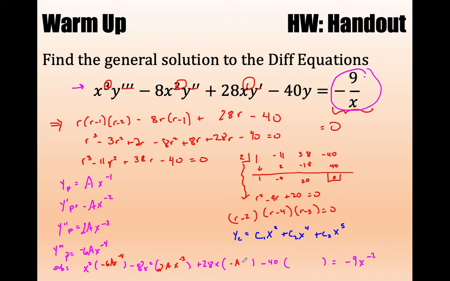All the terms end up being an x to the negative 1. Right, because you have an x cubed times an x to the negative 4, an x squared times an x to the negative 3, and an x times an x to the negative 2. And remember, I'm trying to match this coefficient here.